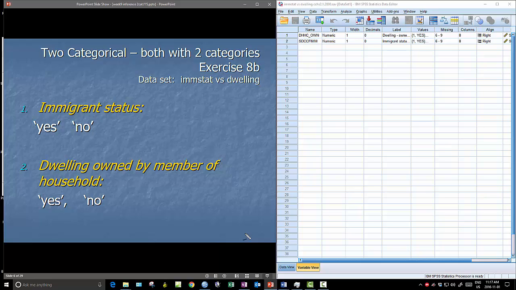Today, exercise B. Immigrant status is one variable. Dwelling owned by member of household is the other variable. And you see them here. Dwelling to the right. Dwelling owned by member of household and immigrant status right there.